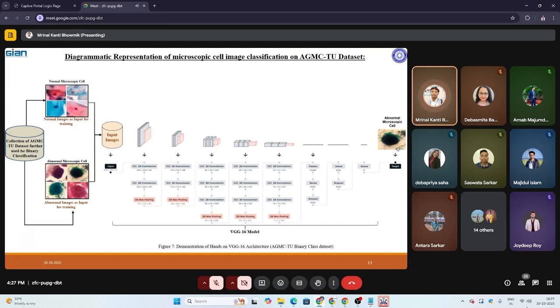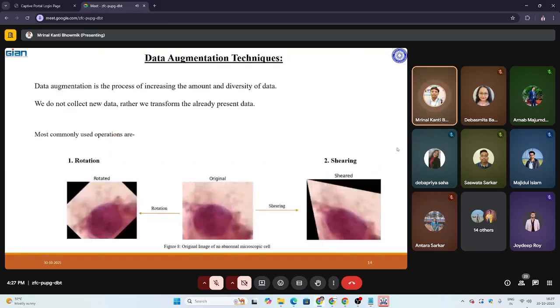Proceeding towards my next slide. This is just the data augmentation part, which I have explained. What is data augmentation? It is the process of increasing the amount and diversity of data. When do we do augmentation? When we have a limited number of images in our dataset and we need the model to learn more accurately and precisely, we augment the data. That is, we do not collect new data; rather, we transform the already present data.